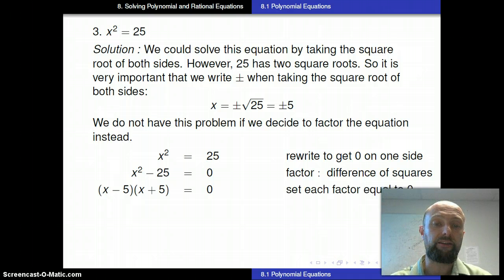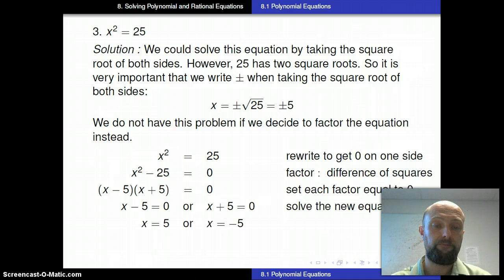Now we set each factor equal to 0. We find x minus 5 is 0, or x plus 5 is 0, and solve these new equations. We find two solutions, x is negative 5, or x is 5.